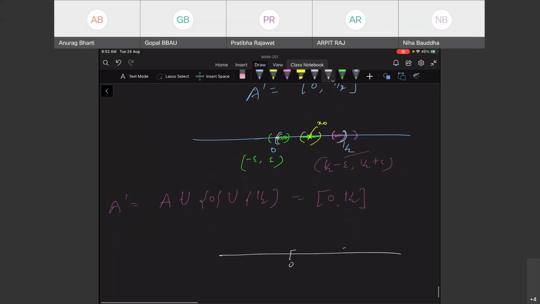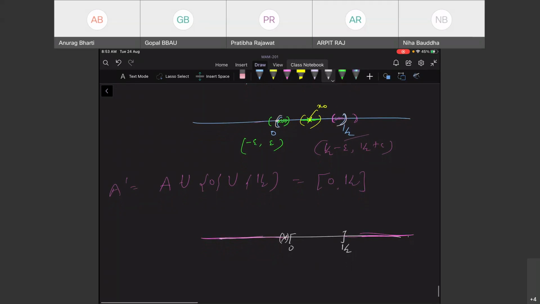If you choose points outside this set, here or here, they are not limit points. Take any point here. You make a small neighborhood containing it, and it will be disjoint from A. Do you get this? Is this okay?